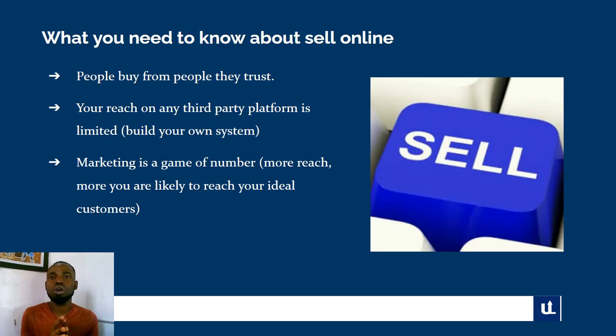Now look at this. Let's say you reach 1,000 people. In some cases there are business models whereby if you reach 1,000 people and convert 1%, which is 10, you are still scalable due to the profit margin and everything about the business. But just know that you should not expect that everybody you reach online is going to be very interested in buying from you. You need to understand the game of numbers in marketing. The more people you reach, the more likely you are to reach the people who are going to be interested in what you have to offer.